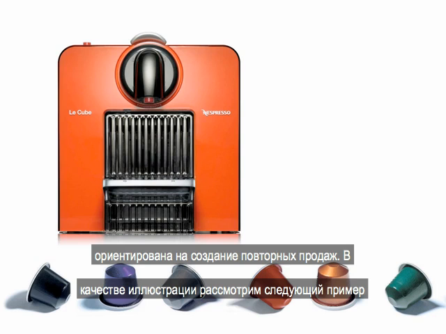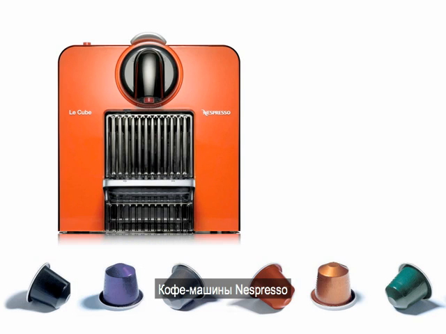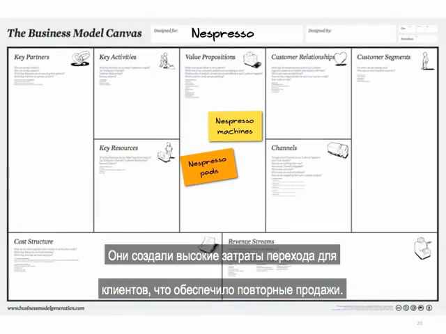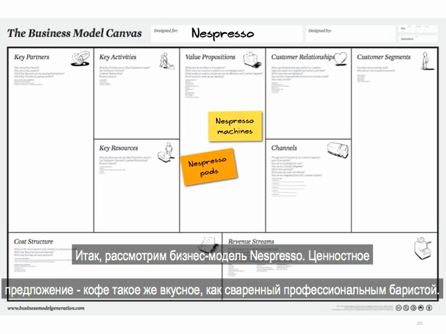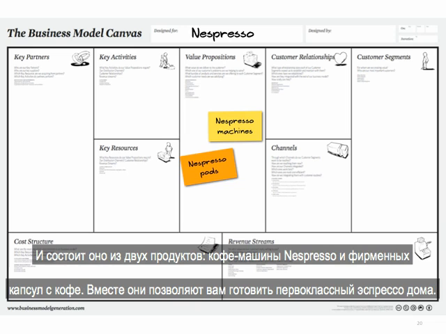One of my favorite examples, the Nespresso machine, because I'm a big fan of espresso. So what they did very intelligently is they created switching costs that led to recurring revenues. The value proposition of Nespresso is probably, we could say, the barista experience at home, but it is composed of 2 things: the Nespresso machines and the Nespresso pods, which you've seen in the image before, that allow you to make a great espresso at home.